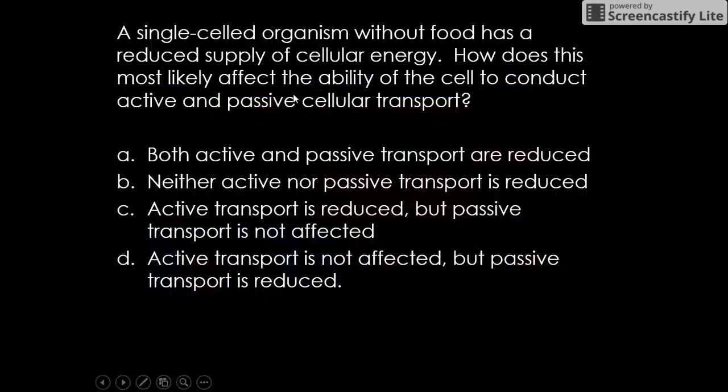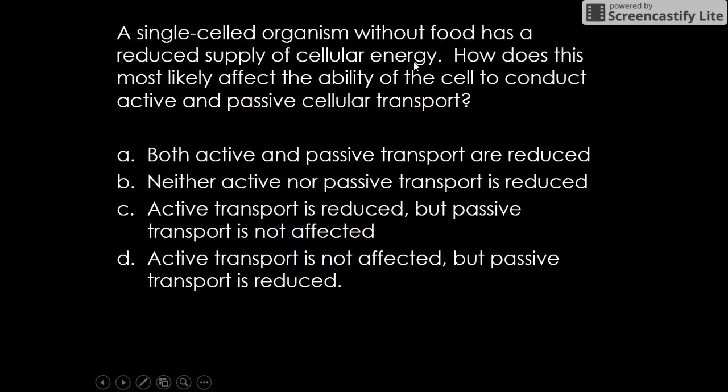Okay, a single-celled organism without food has reduced supply of cellular energy. Doesn't have as much cellular energy. How does this affect the ability of the cell to conduct active and passive transport? So if we know that the energy is reduced, it's going to affect the type of transport that uses energy. Which one is that?